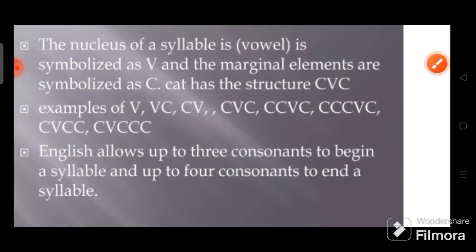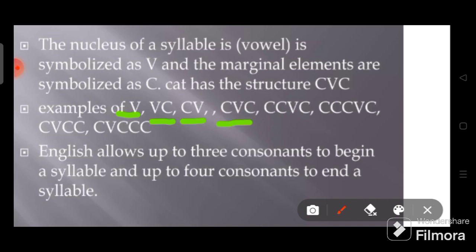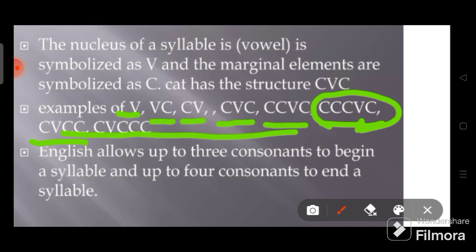There will be only a vowel, or vowel consonant, consonant vowel, consonant vowel consonant, consonant consonant vowel consonant. So three consonants here, then a vowel and consonants. In total there are 4 consonants and 1 vowel. So the combination can be consonant vowel consonant consonant, or consonant vowel consonant consonants. English allows up to 3 consonants to begin a syllable and up to 4 consonants to end a syllable.